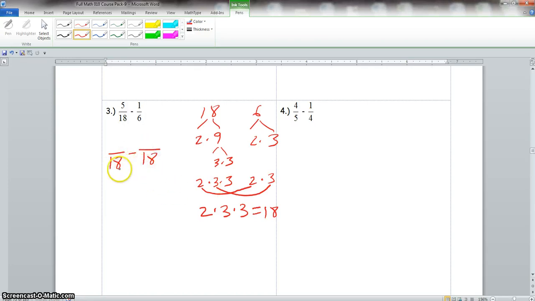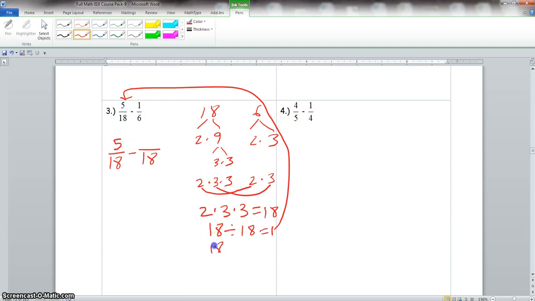Now again, we take the new denominator divided by the old denominator. That gives us 1. So we take this 1 and multiply by this 5. 1 times 5 is 5. New denominator divided by the old denominator. 18 divided by 6 is 3. So we'll take this 3 and multiply by this 1. 3 times 1 is 3. Now we subtract. 5 minus 3 is 2, and your denominator is 18.